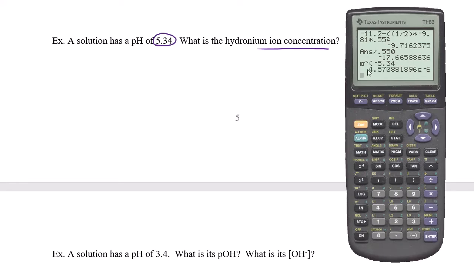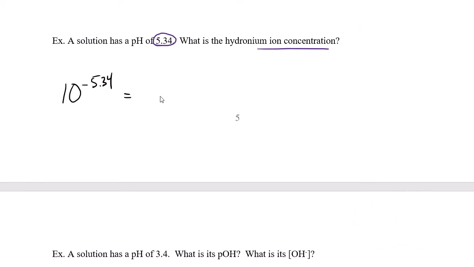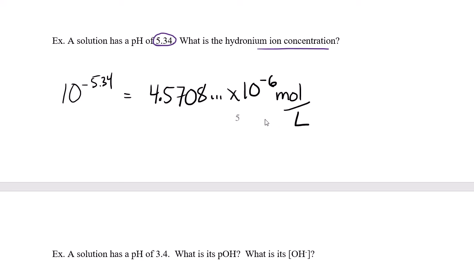And so the answer it spits out is 4.5708 E negative 6. So this is scientific notation, times 10 to the power of negative 6. So let's write my value down here. It's 4.5708 and some more change times 10 to the negative 6. Now this is a concentration, so the units are coming out in units of moles per liter.